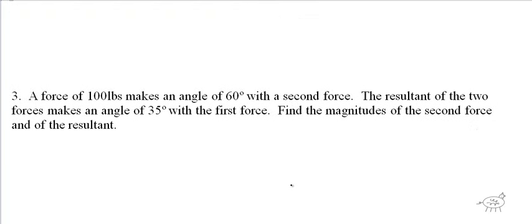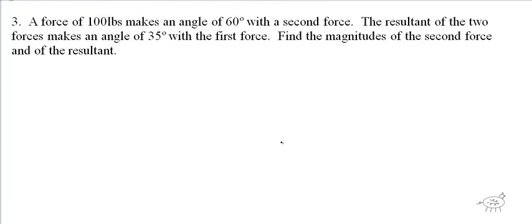All right, let's look at number 3. Kind of a boring problem. A force of 100 pounds makes an angle of 60 degrees with the second. The resultant of the two forces makes an angle of 35 degrees with the first. Find the magnitudes of the second force and of the resultant. It's just a matter of drawing the picture here.